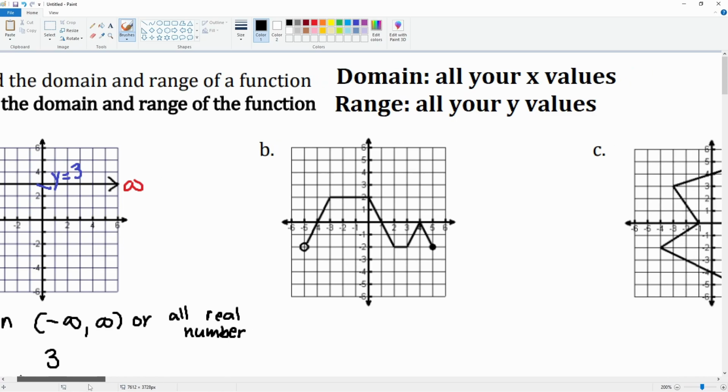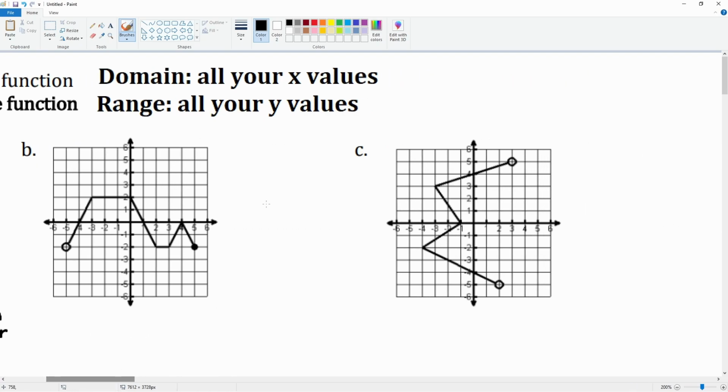All right, let's look at B. Let's look at all your x values. So let me draw a dash here. This is for the smallest x value, and this is for the largest x value. So it goes from -5 all the way to 5, and this is the domain, of course. Do you see how it's open here? So we put a parentheses, and do you see how it's closed here? Because it's a closed circle, we put a bracket.